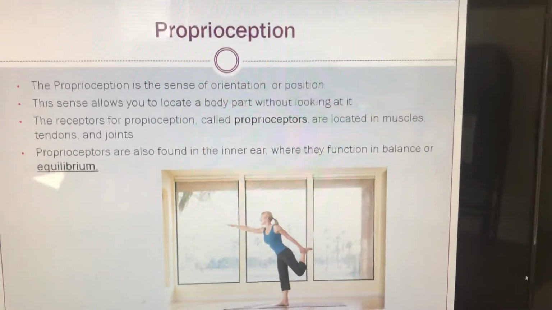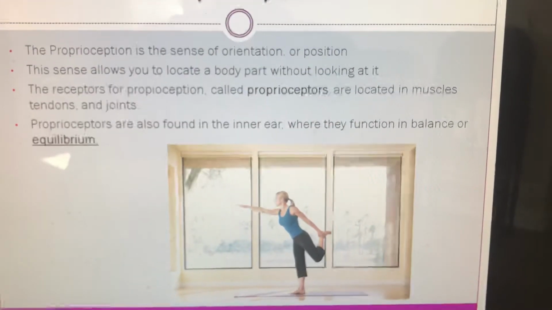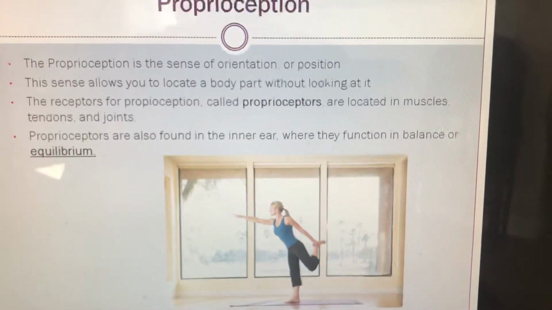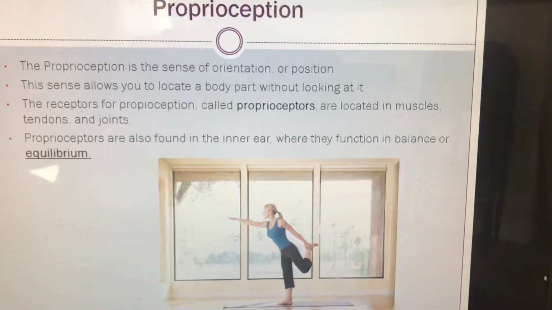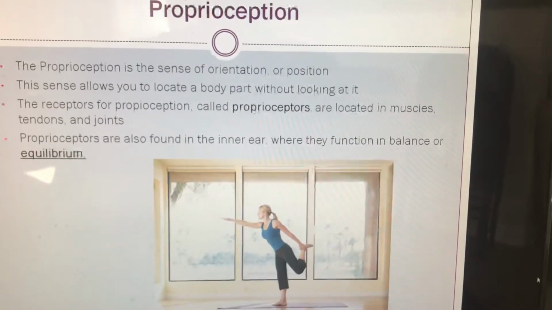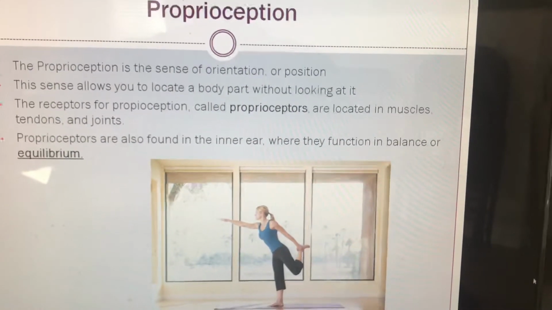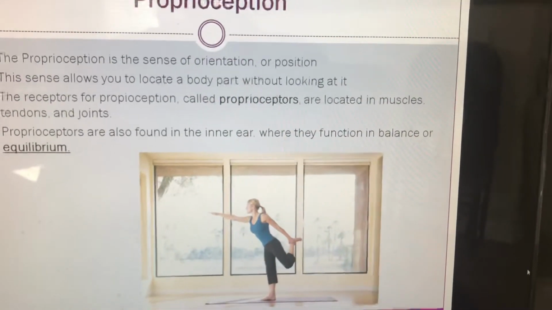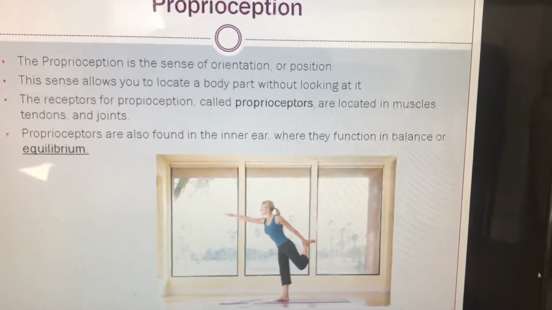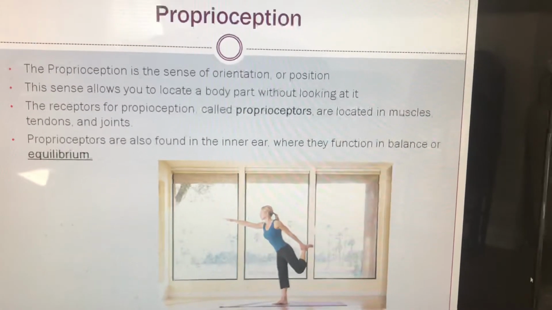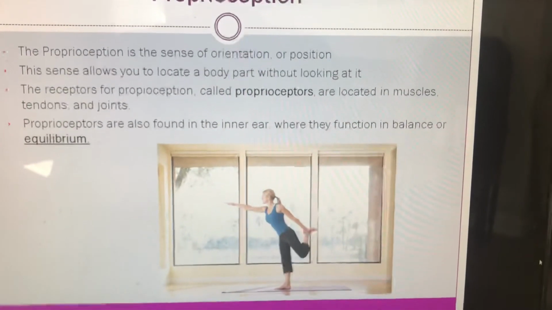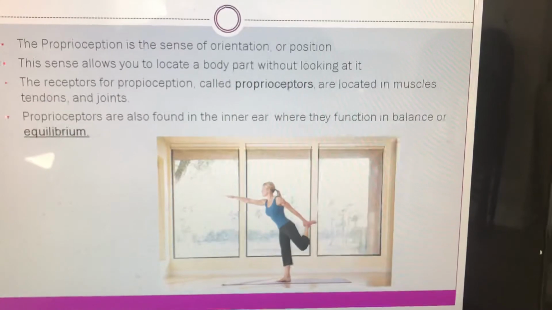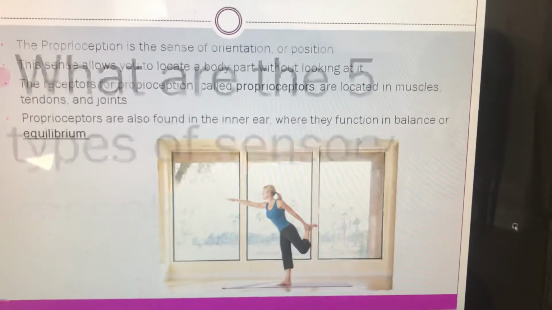Proprioception. This is the sense of orientation or position. So this sense allows you to locate a body part without looking at it. So the receptors for proprioception are called proprioceptors, and they are located in muscles, tendons, and joints. Proprioceptors are also found in the inner ear, where they function in balance or what we call equilibrium.